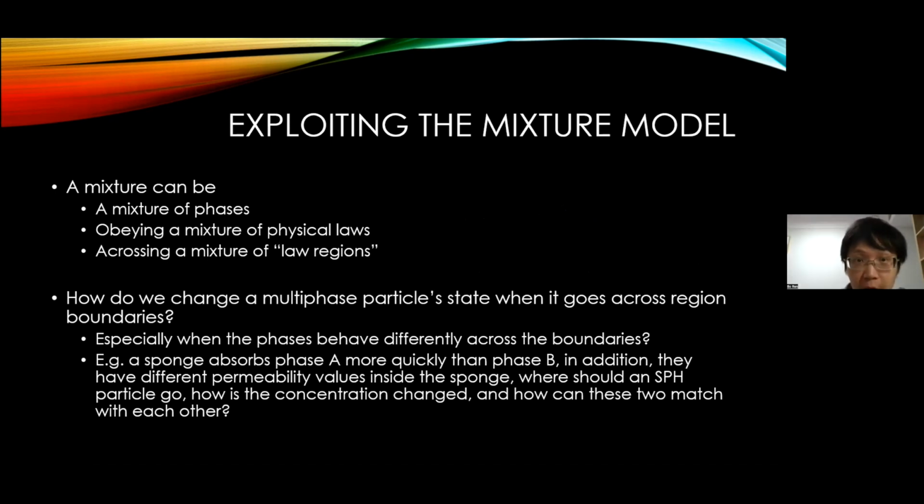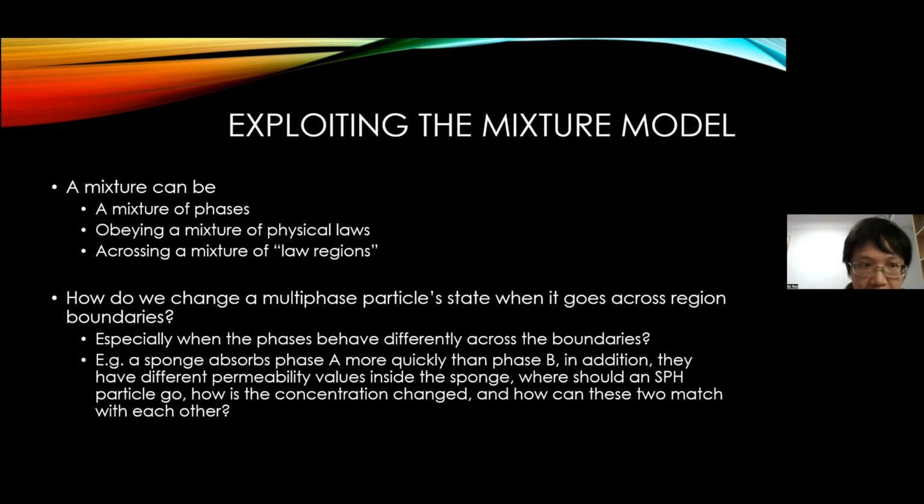Let us consider what a mixture can be first, or I can say, let us consider how we can exploit the mixed model. Firstly, a mixture can be a mixture of phases. Secondly, these phases can obey a mixture of physical laws, which can be very different from each other. But thirdly, these phases can go freely across a mixture of so-called law regions. In each region, we have a set of different laws, and the phases obey these different laws according to the regions.